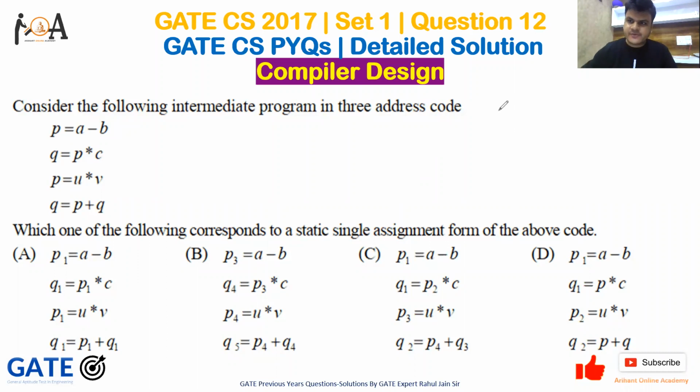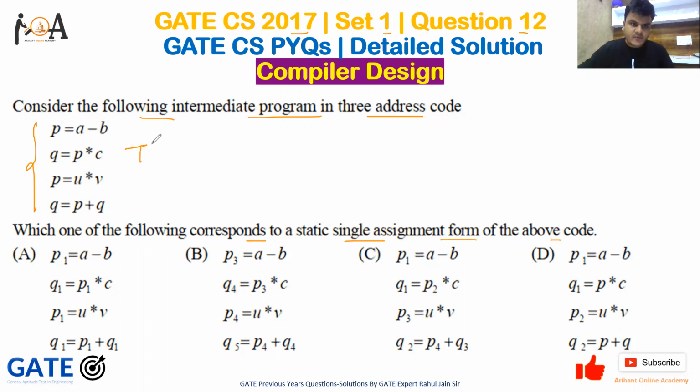And the question which we are going to solve here was asked in GATE CS 2017 set 1, question number 12. So the question here is, consider the following intermediate program in 3 address code. So in 3 address code form, we have our program, and which one of the following corresponds to the static single assignment form of the above code, right?